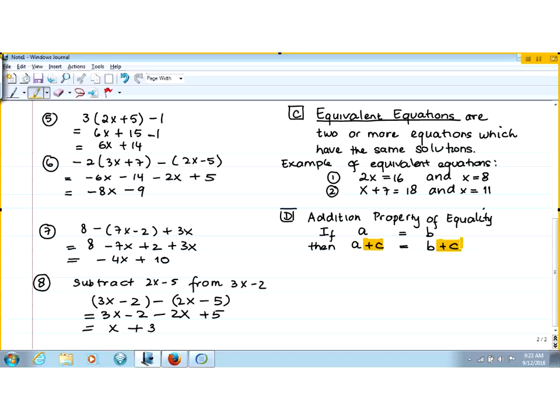Okay. So you could add the same numbers to both sides, and the equation is still equivalent. Can you subtract the same numbers also? Yes. And it's also true that A minus C is equal to B minus C. So basically, we can subtract or add both sides with the same number. So this is addition property of equality, and this is subtraction property of equality. It just depends. So I think you know this.